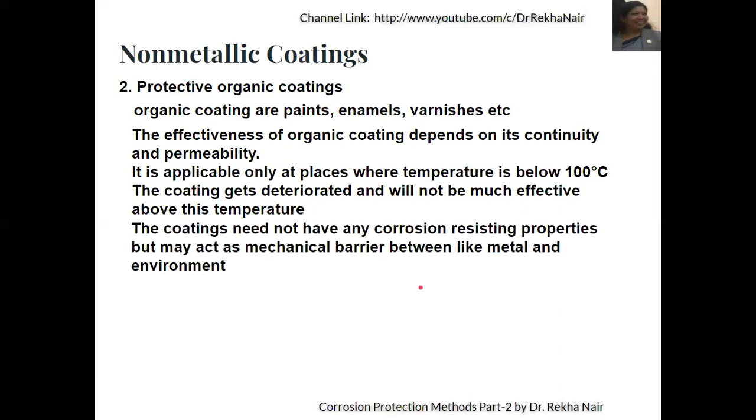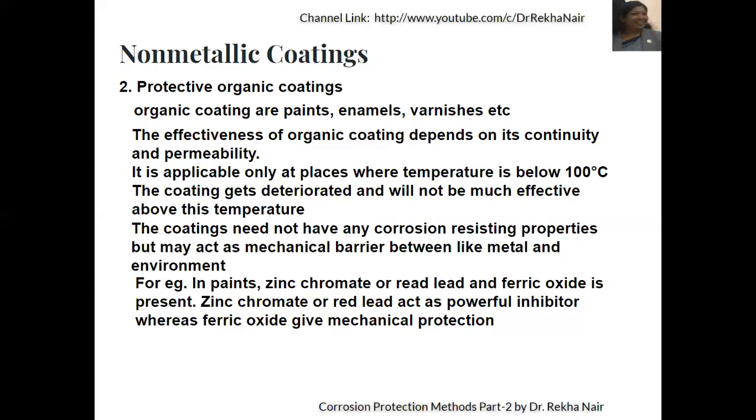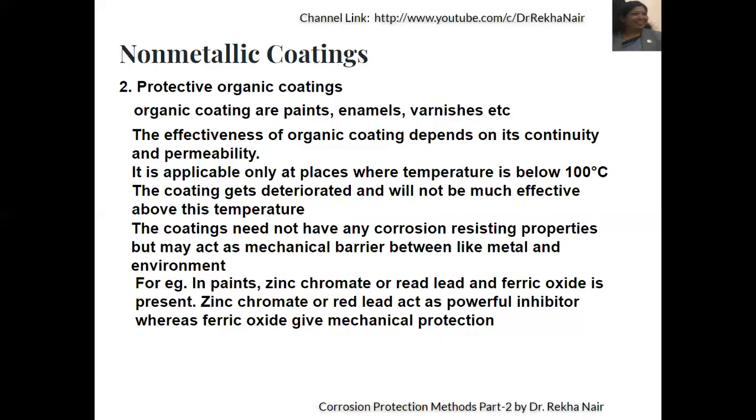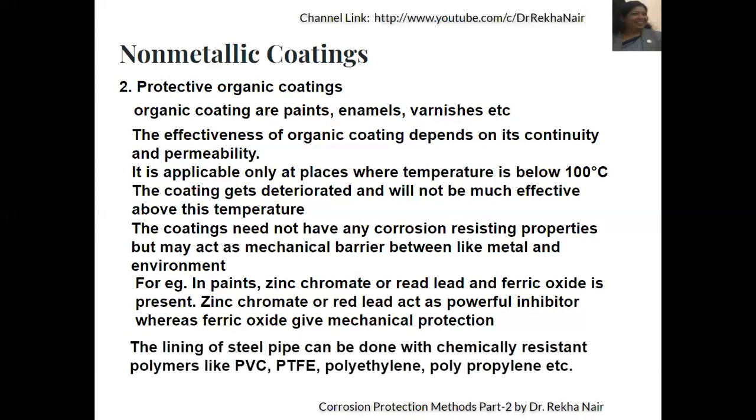The coatings need not have any corrosion resistance properties, but may even act as a mechanical barrier between the metal and the environment. Examples are paints, zinc chromate, red lead, and ferric oxide. Zinc chromate or red lead will act as a powerful inhibitor, whereas ferric oxide can give mechanical protection. Lining of steel pipe can be done with chemically resistant polymers like PVC, PTFE, polyethylene, polypropylene, etc.